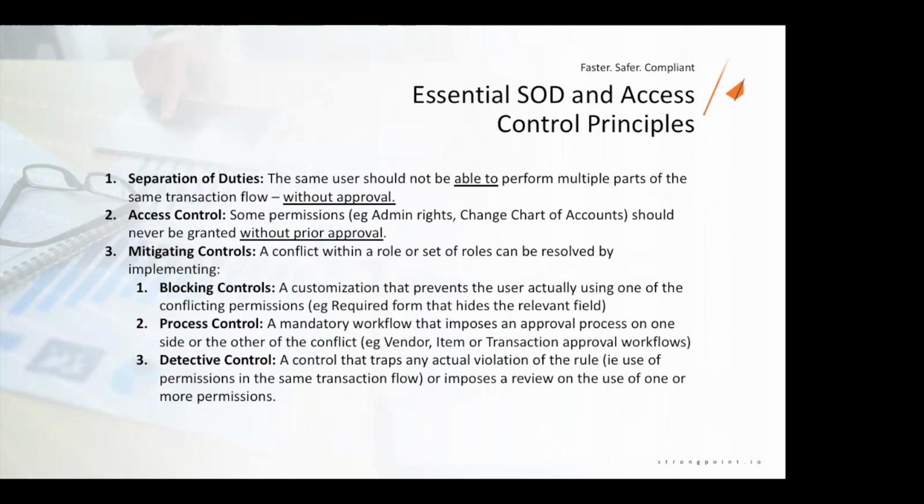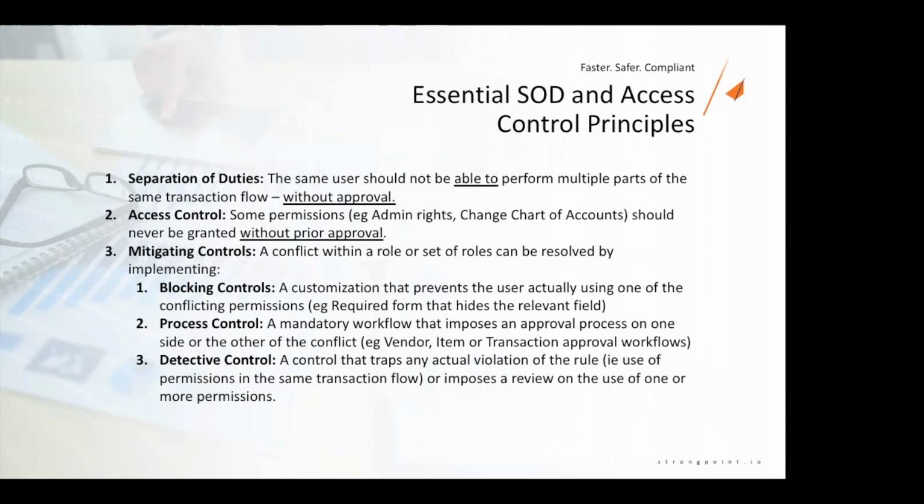The second thing is that there's a separate idea that we need to always consider in terms of compliance behavior or IT general controls that relate to roles and permissions, which is access control. And some permissions, for example admin rights or changing the chart of accounts, are so significant that they should never be granted without prior approval. Strongpoint has built-in capabilities to completely block the grants of these rights or to flag that they were changed without approval. But the principle is that not all things we need to worry about during an SOD project are multi-sided. They're not just, if you can do A, you shouldn't be able to do B. Sometimes it's just you shouldn't be able to do A without approval in advance.